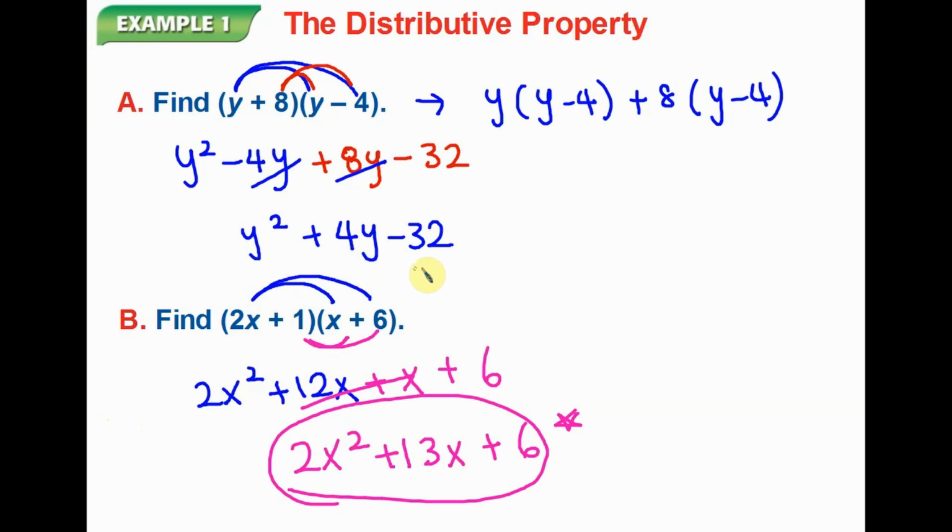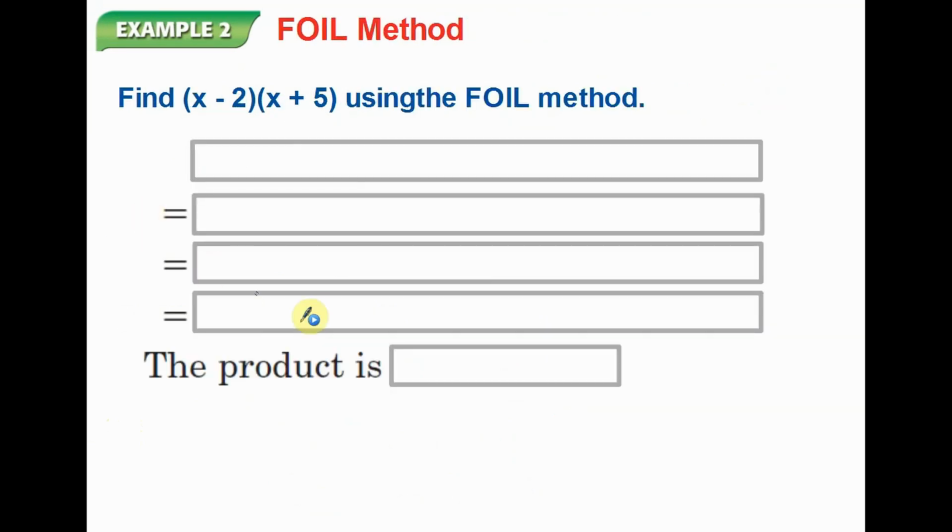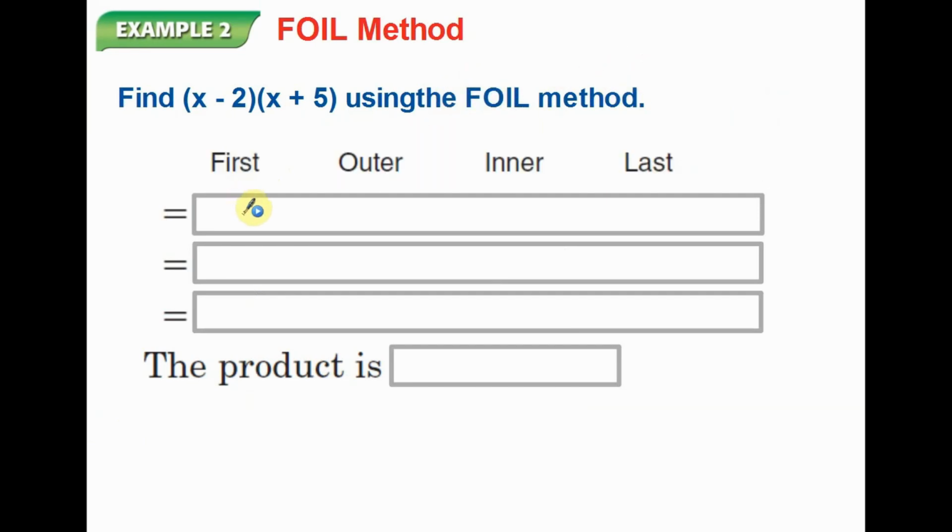Now let's look into what I mean by the FOIL method. Here's example number 2. Find x minus 2 times x plus 5 using the FOIL method. The word FOIL came from taking the first letter of 4 words. The 4 letters are first, outer, inner, and last. They are taking the first letters F, O, I, L to make it FOIL.